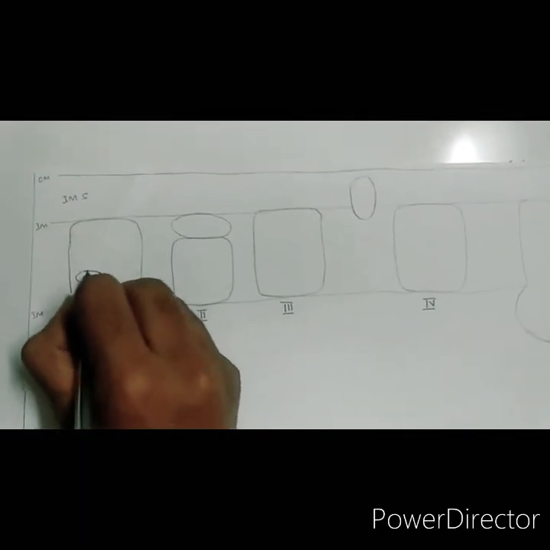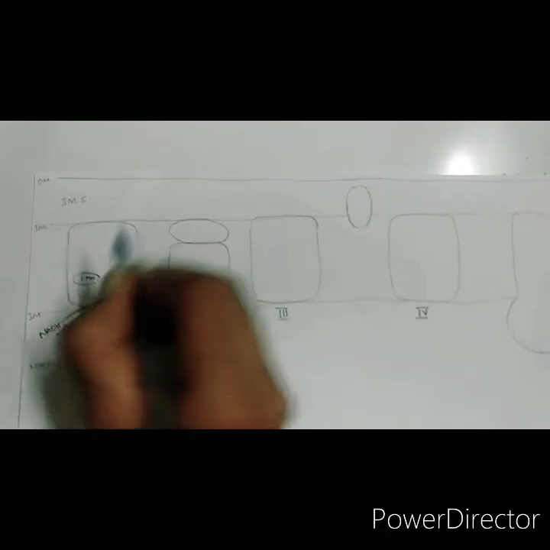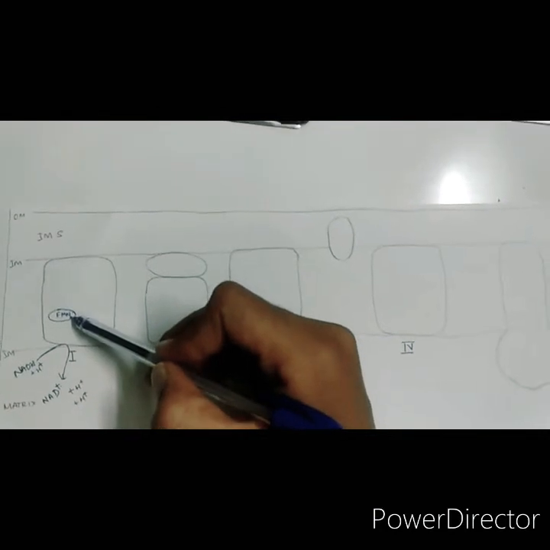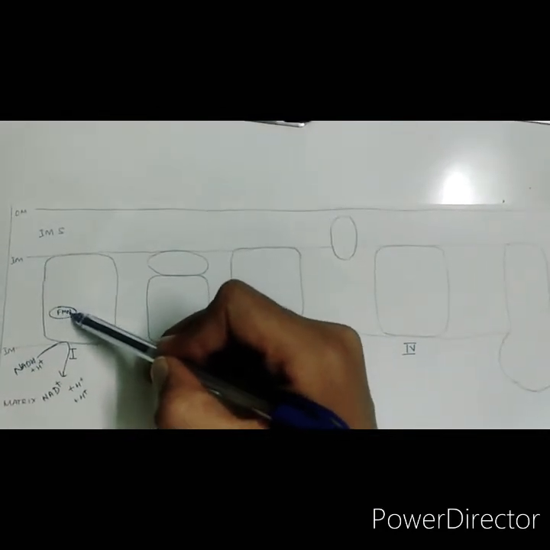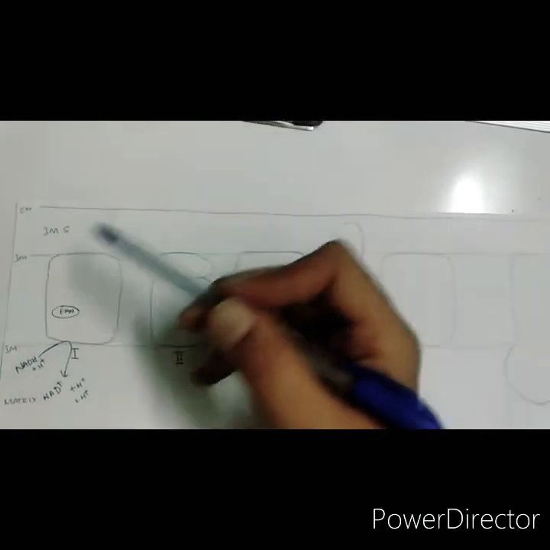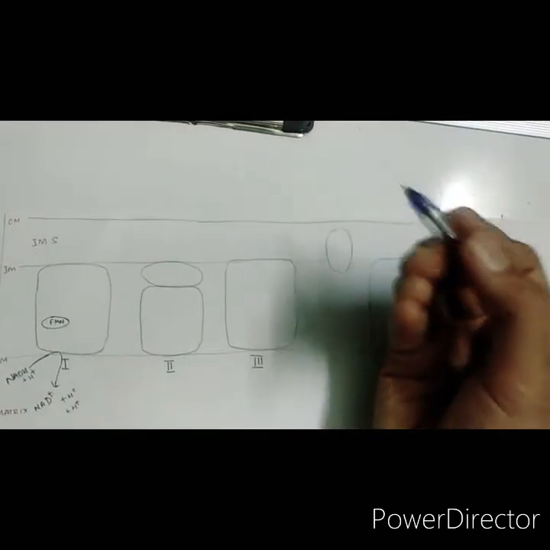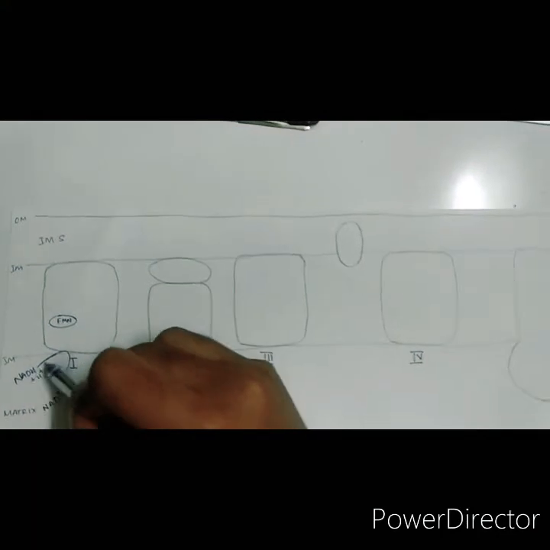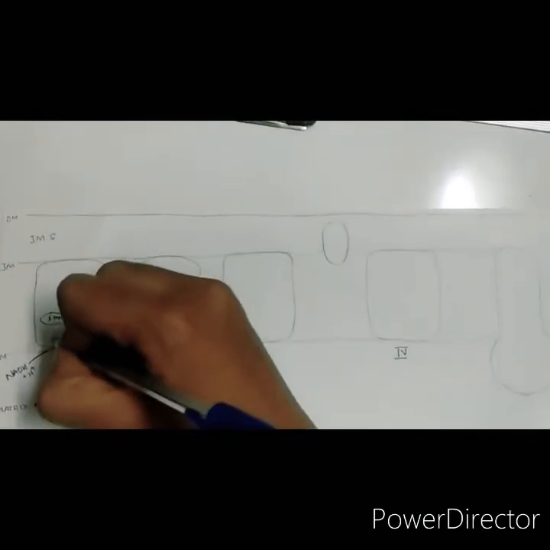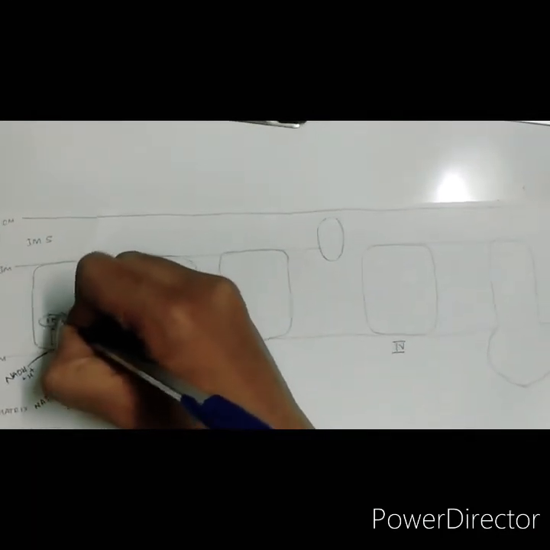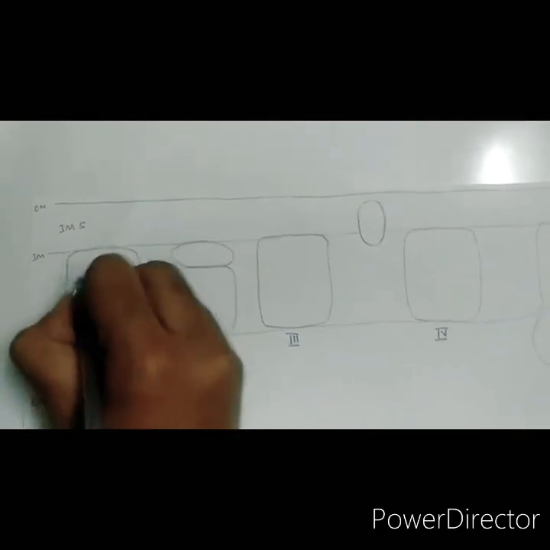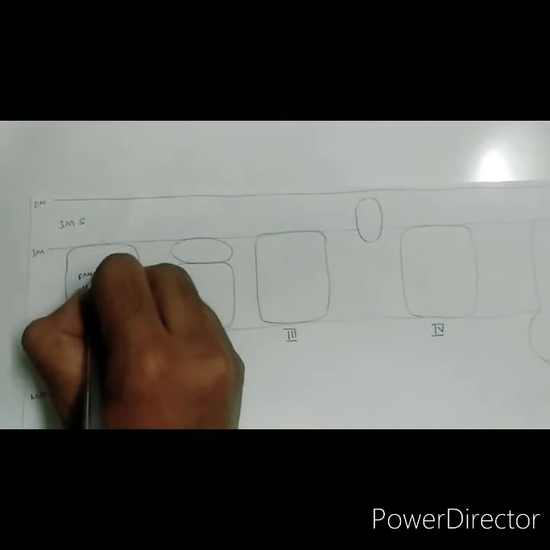So we had learned that complex 1 consists of 3 different components, that is the NADH dehydrogenase enzyme, FMN, that is a flavin mononucleotide, which is a coenzyme, and also iron sulfur proteins. Now whatever electrons are released from NADH are being captured by FMN. So now this FMN gets reduced to FMNH2.